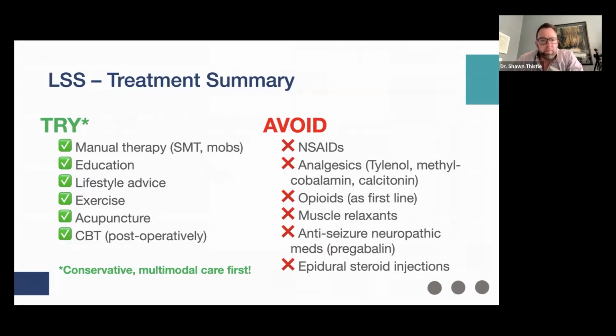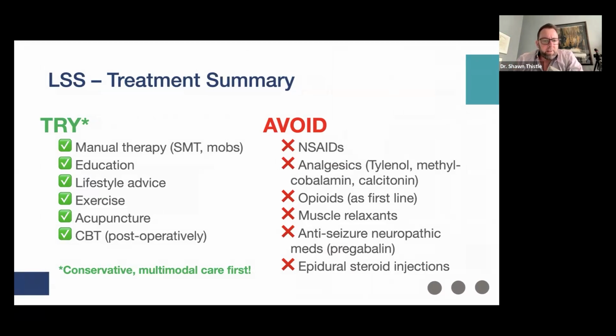So to summarize treatment before we wrap up, try manual therapy, manipulation, mobilizations. People ask about flexion distraction. I think it's a good idea. We don't have much evidence about it for the specific treatment of lumbar spinal stenosis, but the biomechanics of it makes sense to me, if you understand what I mean.